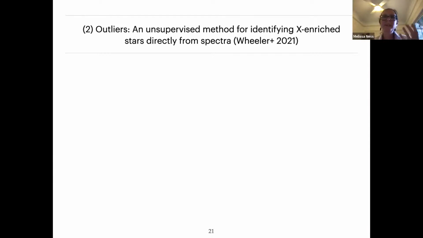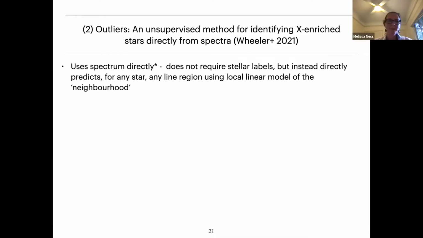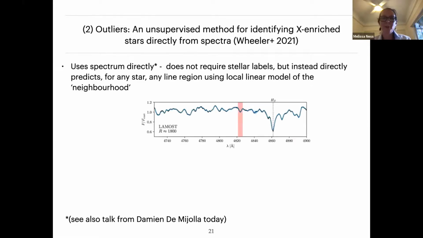So with the last couple of minutes of the talk, I'll introduce this unsupervised method for identifying X-enriched stars directly from stellar spectra. It uses the spectrum directly, so in that sense, it's unsupervised. There'll be another talk a little bit later today doing something similarly. So it doesn't require stellar labels, but instead it directly predicts for any star, any line region using a linear model of the neighborhood. So it's a very simple approach.